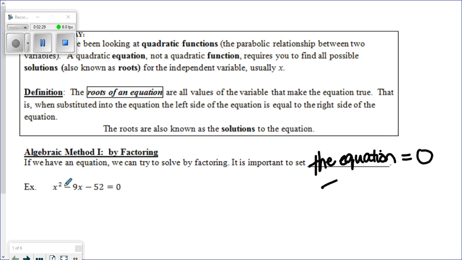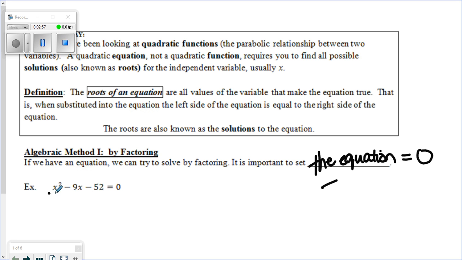We could, in theory, sit and guess values for x here. So I could say maybe x is equal to 1. Well, 1 squared, subtract 9 times 1, subtract 52, would not be equal to 0. So that one doesn't work. We could sit and plug and chug these in, and it's not going to get us anywhere particularly fast. So again, these algebraic methods will get you there a lot faster.